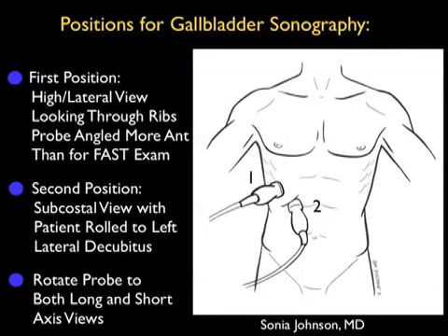Now, from both of these positions, we should rotate the probe from long axis with the probe marker towards the patient's right shoulder to the short axis configuration with the probe marker towards the right side to completely inspect through the gallbladder for any pathology.